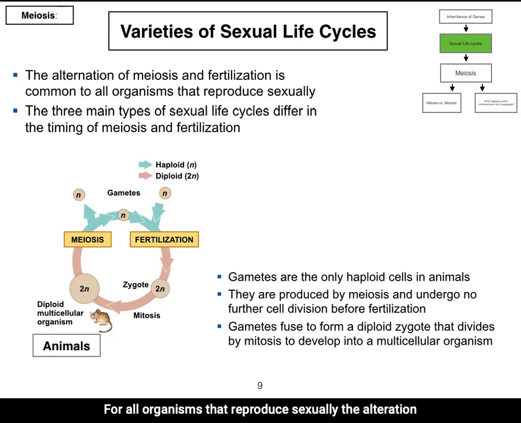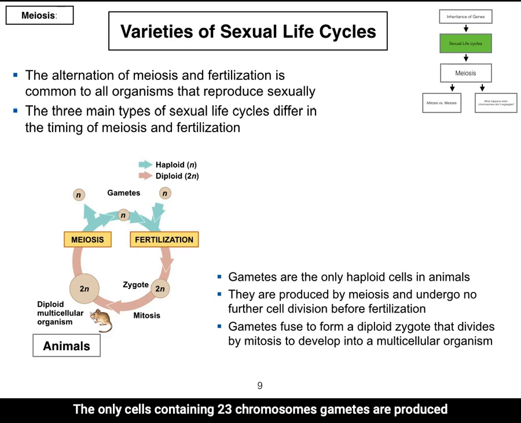For all organisms that reproduce sexually, the alternation of meiosis and fertilization is common. However, there are some differences in the timing of these events. The figure to the lower left shows the timing of meiosis and fertilization in animals. In animals, gametes are the only haploid cells, the only cells containing 23 chromosomes.